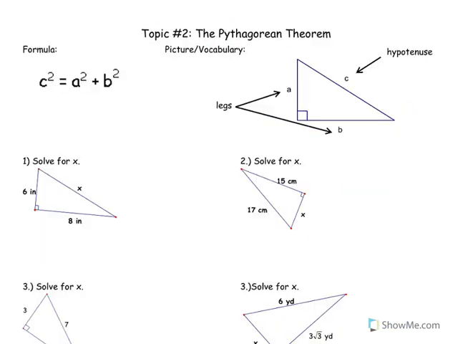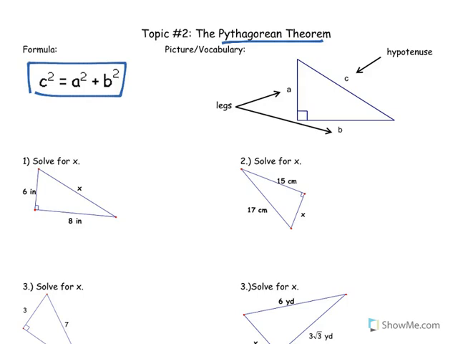So topic number 2 is about the Pythagorean theorem, and we've actually seen this before in our class when we were learning distance on the coordinate grid. So part of this might be review for some of you. So remember, the Pythagorean theorem says that c squared equals a squared plus b squared. We're going to use this every single day during this unit and through the rest of the year.